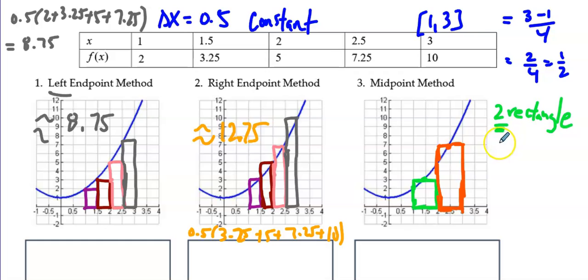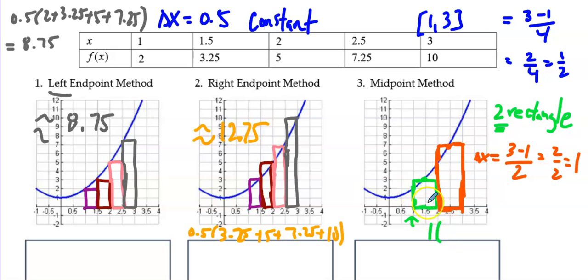So what is the delta x in this case? Well, again, it's going to be 3 minus 1. This is what delta x is going to be equal to. But now we only have 2 rectangles instead of 4, so this is going to be 2 over 2, so delta x is going to be equal to 1. So that's what we need to know for these questions. So for this problem right here, my delta x is 1.